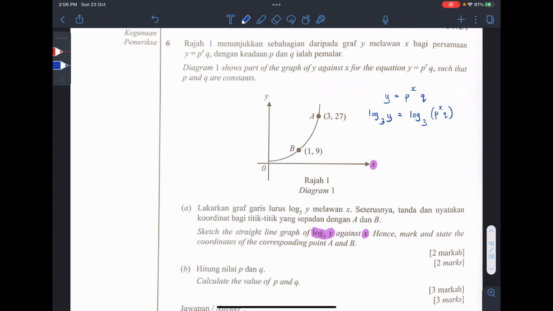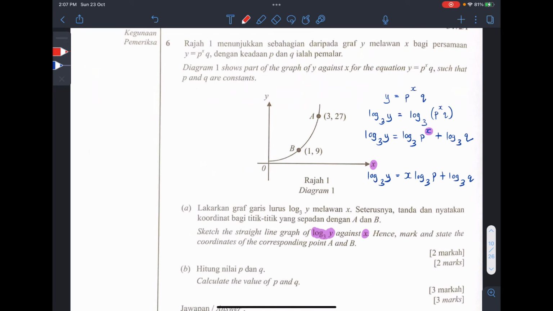Okay, so back to our question, right? p to the power of x times q, right? So what are the logarithm rules? For times, you can split it up, it will become plus. So log base 3 of y equals log base 3 of p to the power of x, plus log base 3 of q. Okay, now the power of x, you can of course bring it down, so it will become x log base 3 of p plus log base 3 of q, and log base 3 of y on the left side.